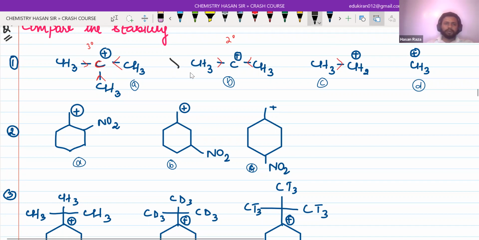So basically, this will be your answer. A, B, C, D. The most stable is A, then B, then C, then D.